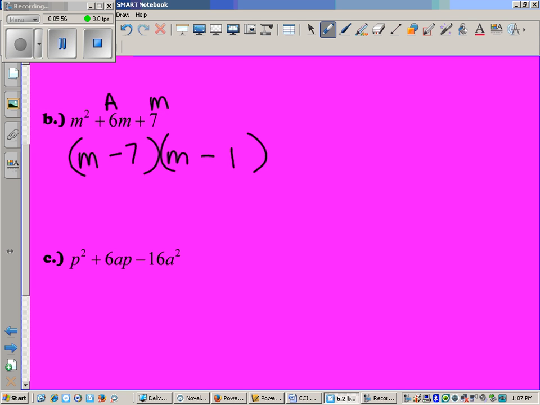So is there any other combination of numbers that's going to multiply to give me positive 7 but add to give me 6? Now be careful, if I made this a positive 7, that would add to 6, wouldn't it? But what would it multiply to? Wouldn't it multiply to a negative 7? And I don't want a negative 7, I want a positive 7. So this problem can't actually be factored. I'm going to call this problem prime.